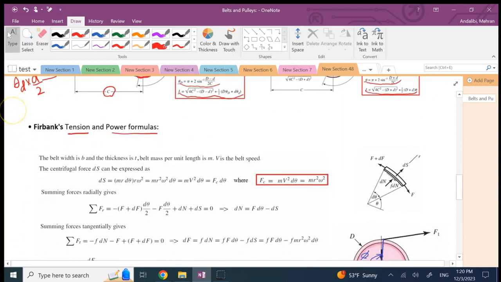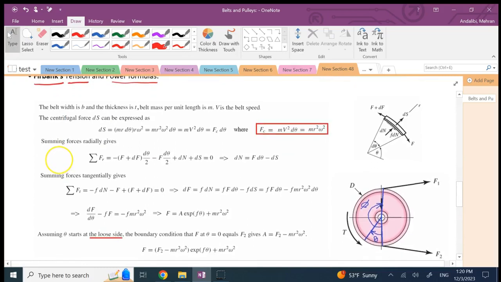Okay, these calculations are done by somebody called Fairbank. So Fairbank's formulas are provided here. Let's go over that. Here is an infinitesimal portion of the belt. You can see it here. It's a small element of the belt, and if you draw the free body diagram, there are 5 forces applied on it.